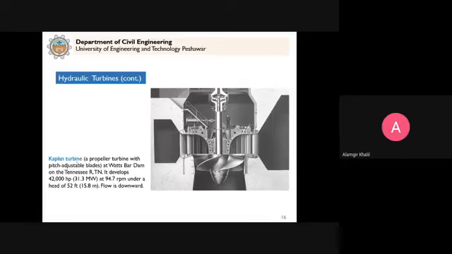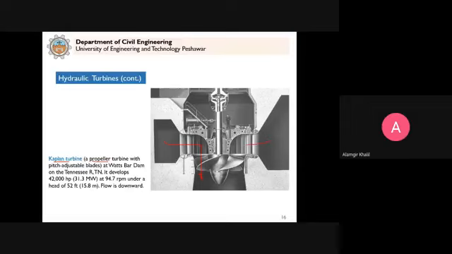This is an example of a Kaplan turbine, a propeller type. Clear? A propeller type means that the water will come here through these guide vanes, and then the water will flow along the axis, and as it flows, it will rotate these vanes or blades.